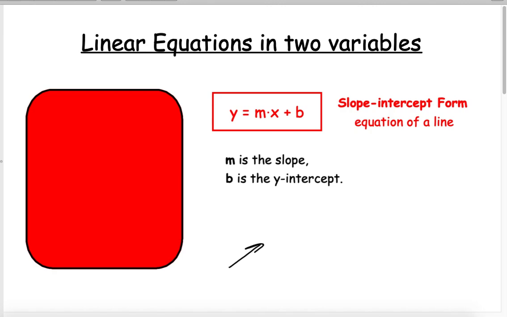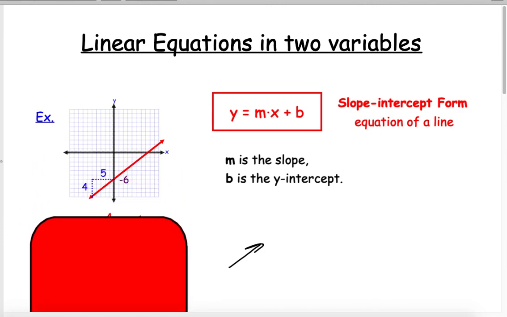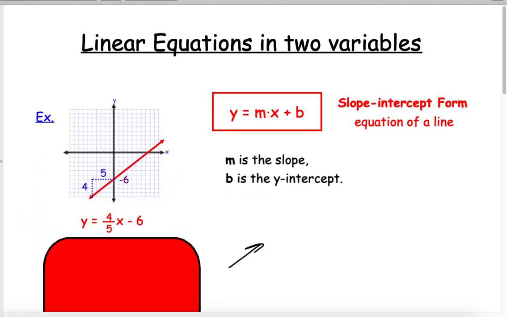So let's look at an example. Here's an equation. It's in slope-intercept form, y equal 4/5 x minus 6. Well, right away from this form, we know the slope of the line is 4/5, and the y-intercept is -6. And if you look at the graph of this, it goes through the point (0, -6), that's your y-intercept, and from any point to any other point on the line, the ratio of the rise over the run is 4/5.